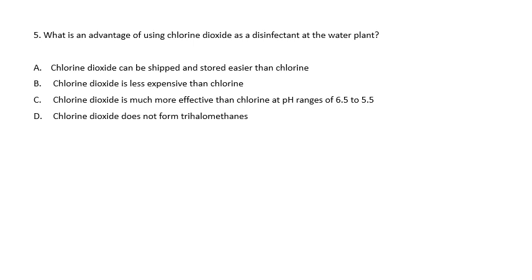What is an advantage of using chlorine dioxide as a disinfectant at the water plant? Chlorine dioxide can be shipped and stored easier than chlorine. Chlorine dioxide is less expensive than chlorine. Chlorine dioxide is much more effective than chlorine at pH ranges of 6.5 to 5.5, or chlorine dioxide does not form trihalomethanes. The advantage of using chlorine dioxide is that it does not form trihalomethanes.